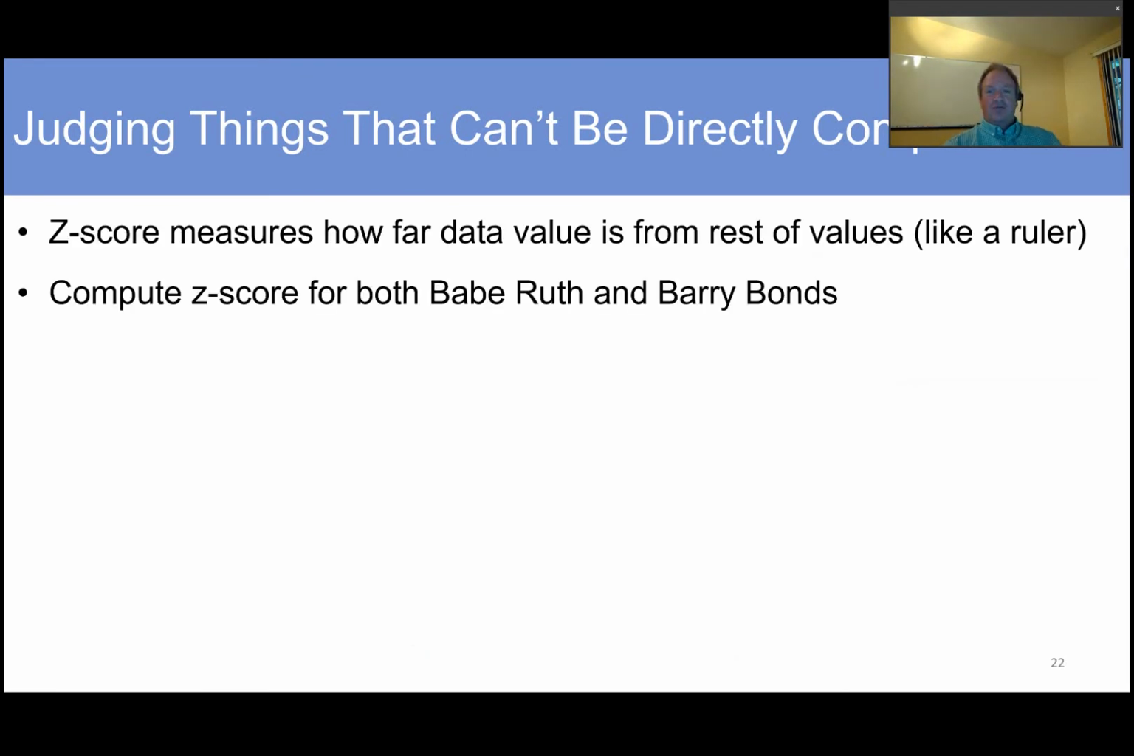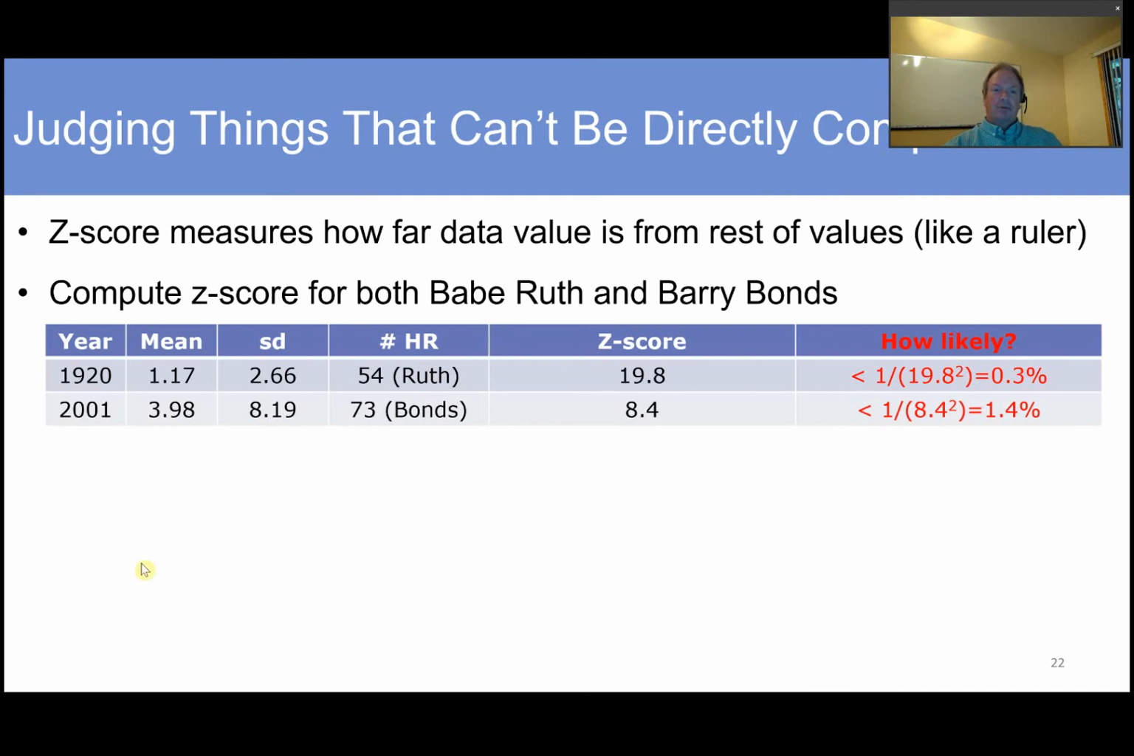Anyhow, if we use those values and compute the z-scores, Babe Ruth had 54 home runs, and if you compute the z-score for Babe Ruth using this mean and standard deviation, it's a whopping 19.8. It's close to 20 standard deviations away from the mean. That's remarkable. That's unusual for almost any data set. So Babe Ruth definitely dominates. And if you use Chebyshev's rule, which I won't bother to go through, and you ask how likely you are to be 19.8 standard deviations away, it's only a 0.3% chance.